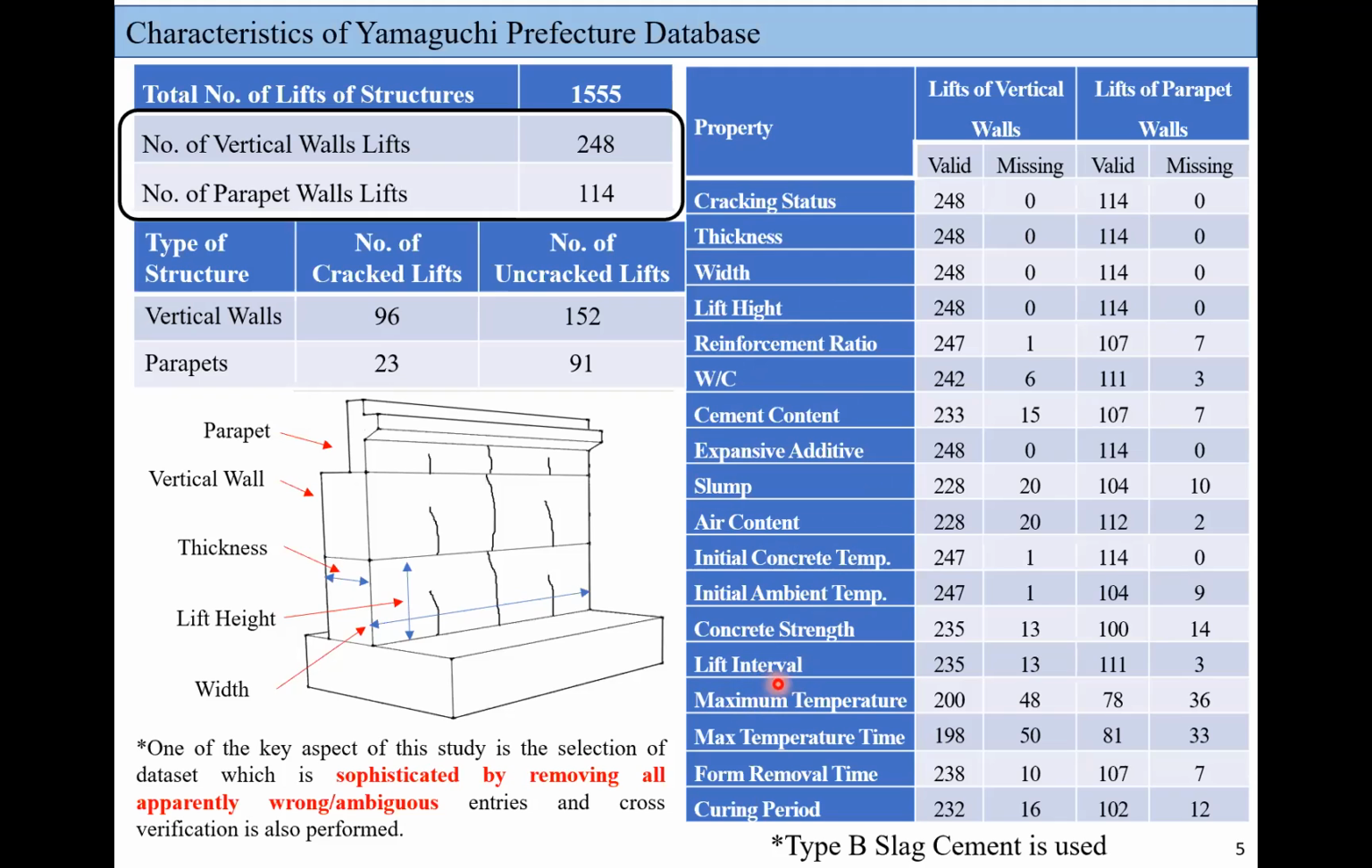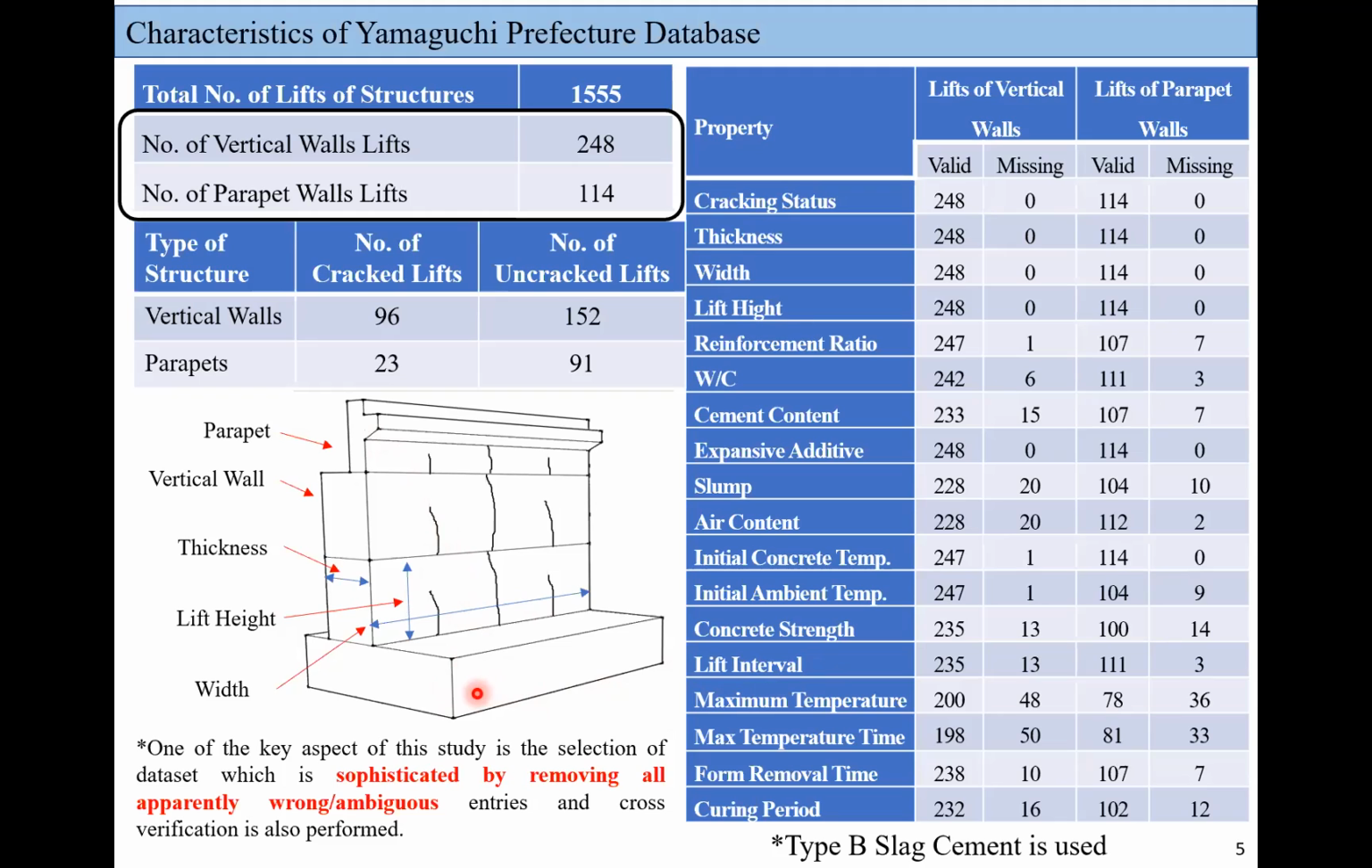What's lift interval? Lift interval means that this abutment will be divided into several lifts. In this example, 4 lifts: first lift, second lift, third lift, and fourth final lift. So there must be some time interval between the first lift and second lift. It's called lift interval.